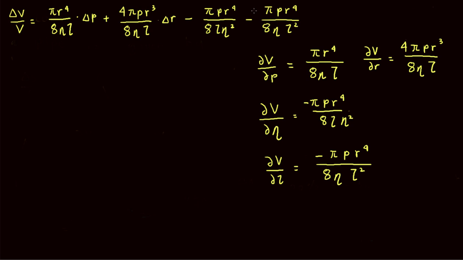Okay. I actually forgot something important here. I completely forgot, almost forgot about the delta nu term, minus pi P r to the power of 4 over 8 nu L squared delta L. Okay.